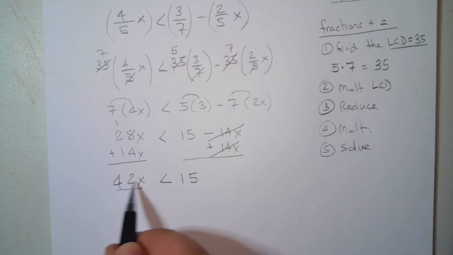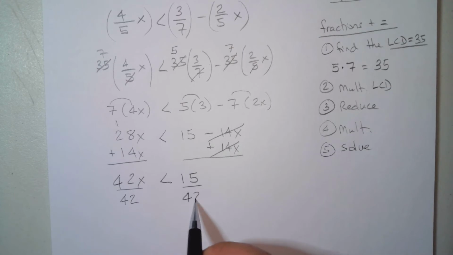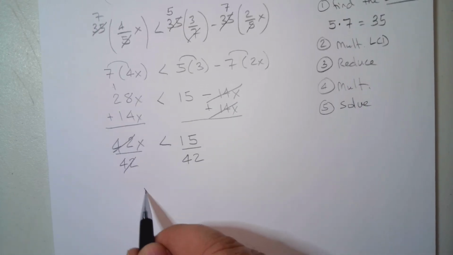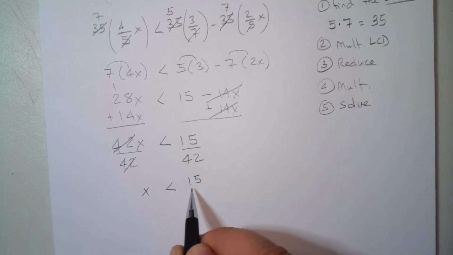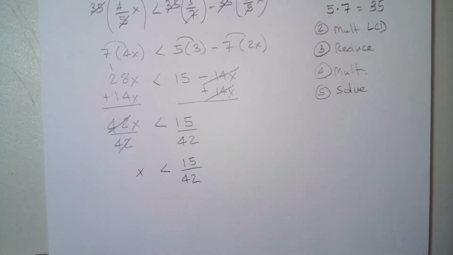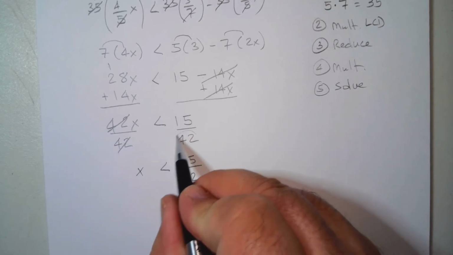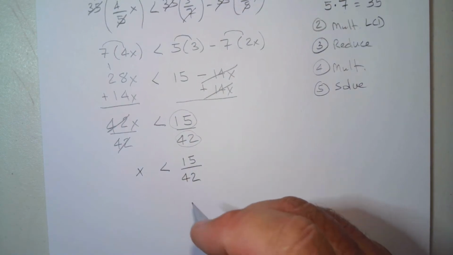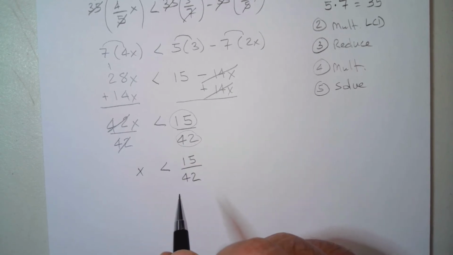To get the x by itself, since they're multiplied, we divide both sides by 42. The 42's cancel. X is less than 15 over 42. Okay, we can go further. We know that 15 and 42 both have a number in common. We know that 3 goes into both of them.